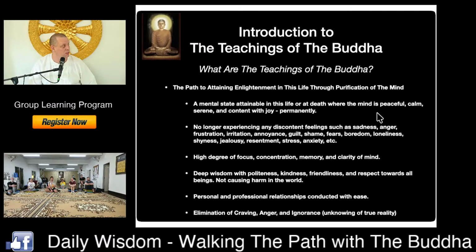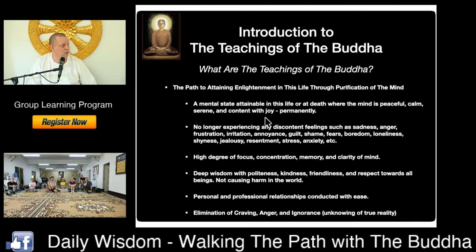Then, in terms of what the teachings of the Buddha are, it's a path to attaining enlightenment through purification of the mind. What the Buddha discovered is that there are these individual pollutions in the mind, and he discovered tools and techniques for how to uproot those and eliminate them out of the mind. As somebody is working to purify their mind using these tools and techniques, they're going to experience a mental state in this life, or it can also be experienced at death, where the mind is completely peaceful, calm, serene, and content with joy. The ideal would be to attain it in this life, because then you'll experience the rest of this life in this enlightened mental state. But the next best option would be to attain it at death. But ideally, you would attain it during your lifetime.